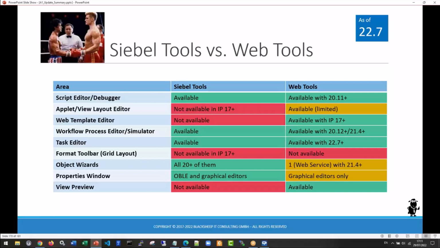The format toolbar, that's kind of a pain point in old IP16 earlier. There was a nice formatting feature for grid layout, multi-select and align left, align right, make same size. That's not available in either Siebel Tools or Web Tools, but time will tell.